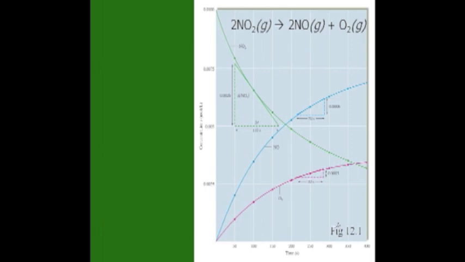Your textbook sets up the tangents to find the instantaneous rates at the 252nd point for both products. If you do the calculation, change in concentration over change in time, or rise over run, you find that the rate of NO is twice that of O2. Feel free to pause if you want to check it out.